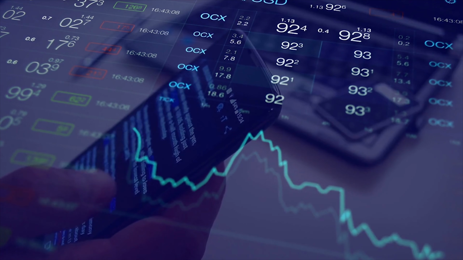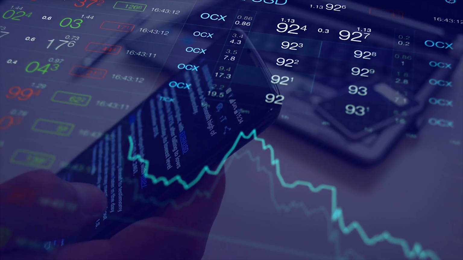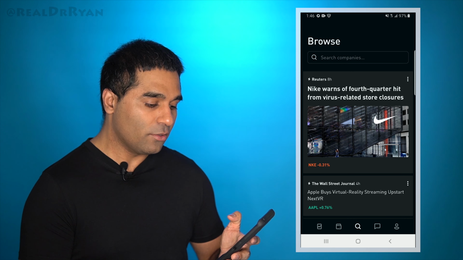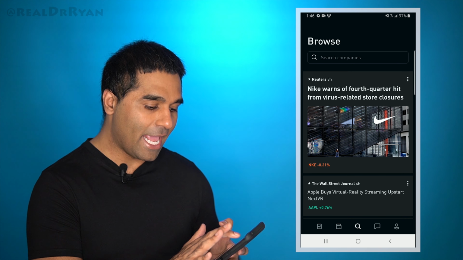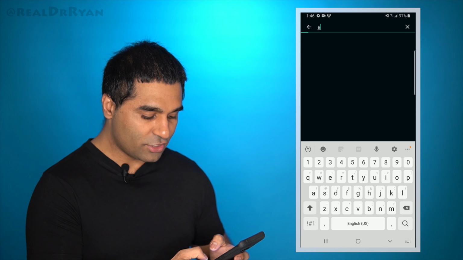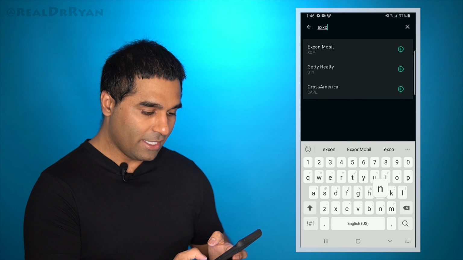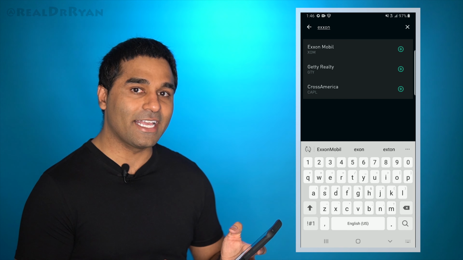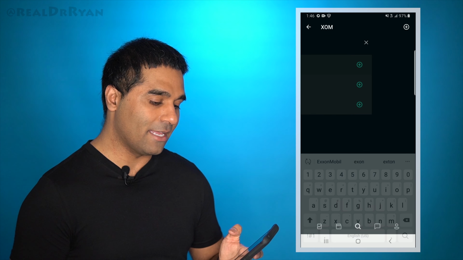Now it's time to put in a market order. It's time to actually buy that stock, ETF, financial asset. So we're in the browse section of Robinhood. And what you want to go ahead and do is put in the name of a company. So what I'm going to do is search for Exxon. And one of the first options is ExxonMobil. So I'm going to go ahead and click on ExxonMobil.